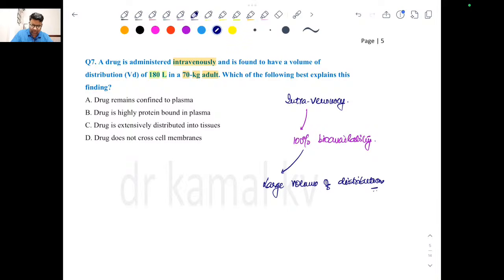Because now if you look at the options, if the drug remains confined to plasma, obviously this will reduce the volume of distribution. If the drug is highly protein bound in plasma, this will again reduce the volume of distribution. So the answer is that the drug is extensively distributed into tissues, and therefore there is a large volume of distribution, right? So that's how you will apply the concept of this extensive distribution into tissues. So this will increase the volume of distribution.